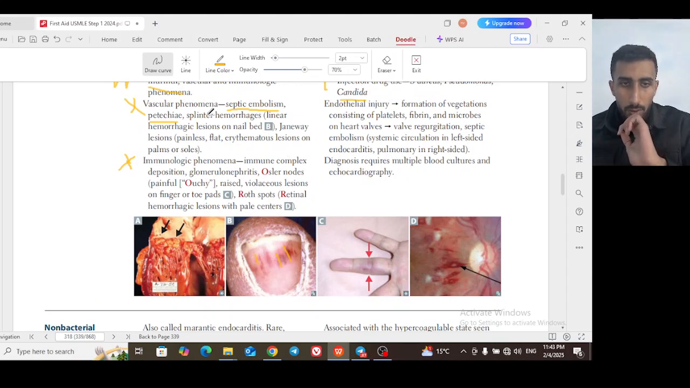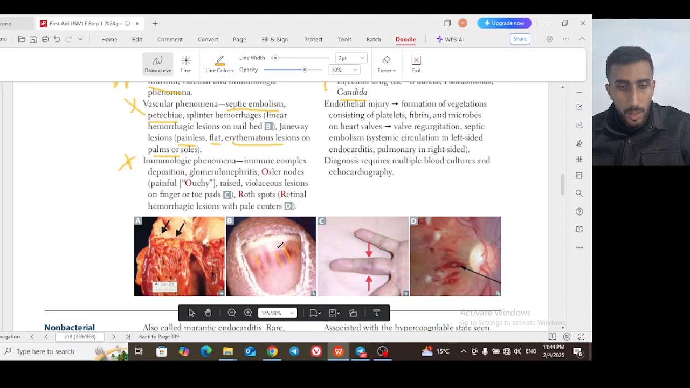Another vascular phenomenon is something called Janeway lesion. The Janeway lesion is painless. You have to know they are painless, flat, erythematous lesions on the palms and the soles. So the splinter hemorrhages are on the nail beds, linear hemorrhagic lines on the nail bed. Unlike the Janeway lesions, which are on the palms and the soles, erythematous, flat, and painless.